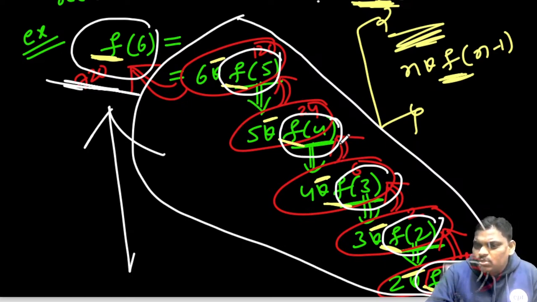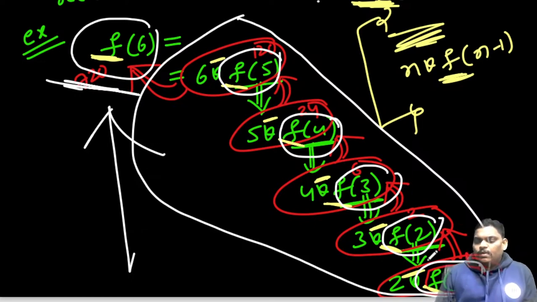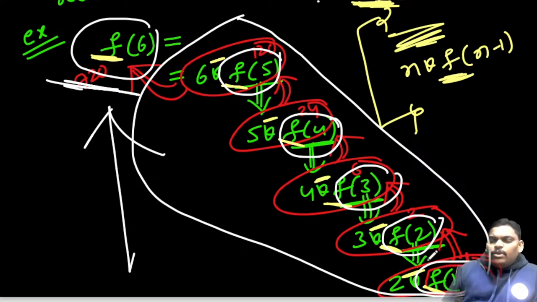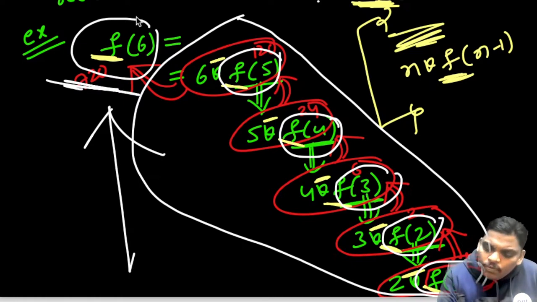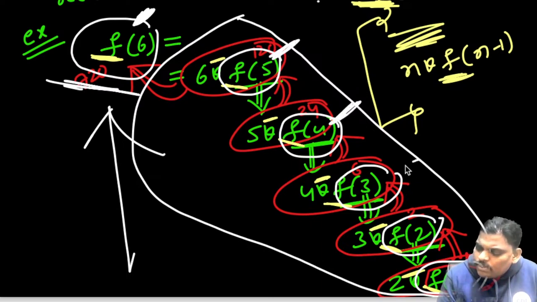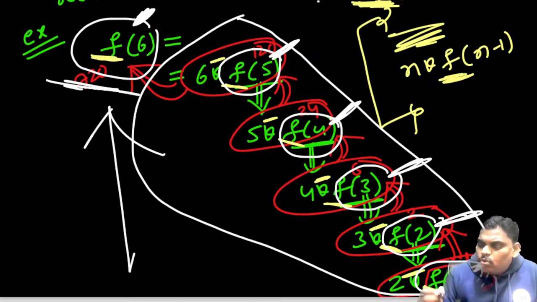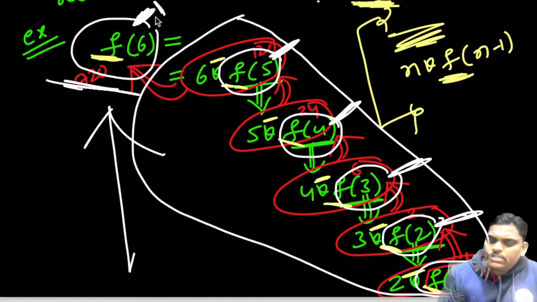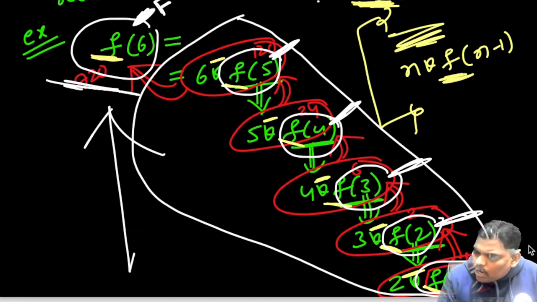Anywhere function call, push. Function call means push operation. Can you tell which function call completed first? The function which was called first is F6. F6 called first, F5 called next, F4 called next, F3 called next, F2 called next, and F1 called last. The person who called first is F6, and the person who called last is F1.